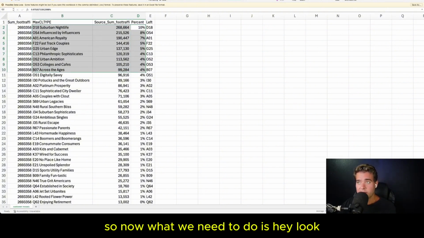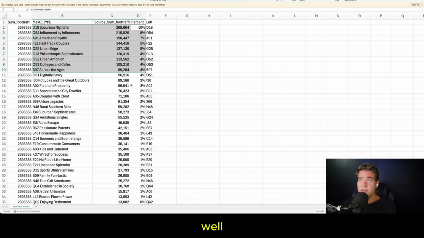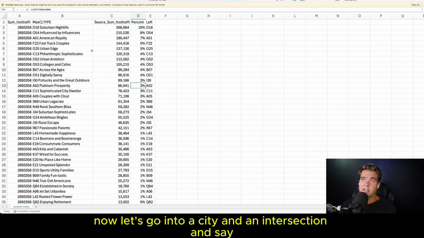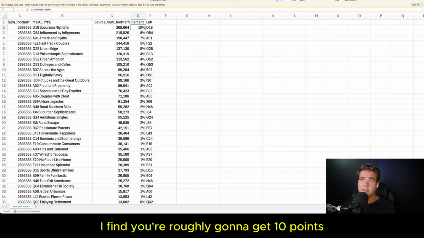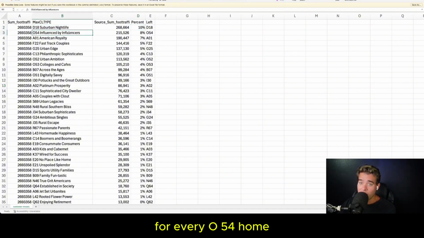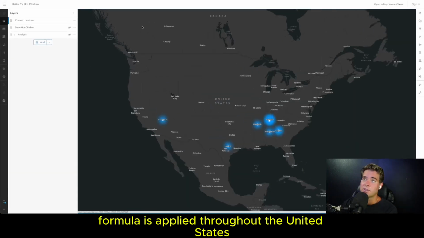So now I've got a good idea of who their average customer is. Now let's go into a city and an intersection and say, for every D18 home I find, you're roughly going to get 10 points. For every O54 home I find, you're going to get 8 points. Now let's look at that formula applied throughout the United States.